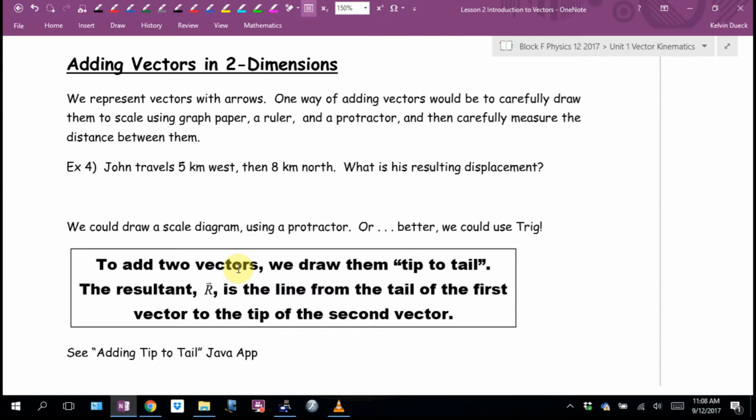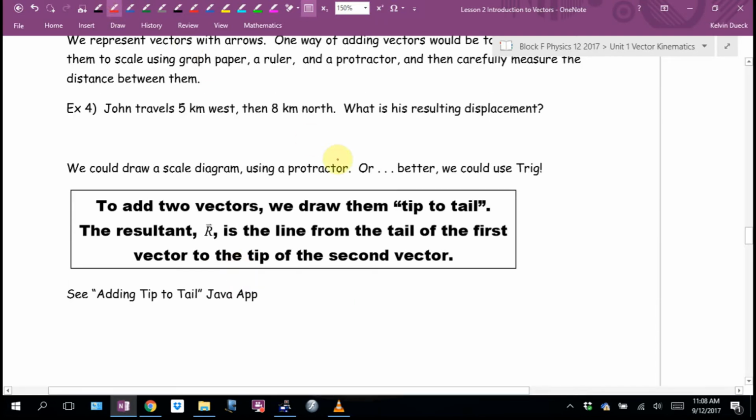Here is the key to today's lesson. To add two vectors together, we draw them tip to tail. How do I draw them? Any suggestions on how I might want to draw them? Tip to tail, you say. If you wanted to advise somebody on how they could add two vectors together, how would you recommend that they draw them? Tip to tail, tip to tail. Any thoughts? Tip to tail. Okay? That is the key idea.